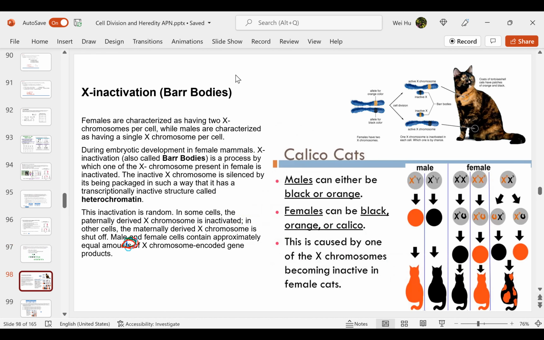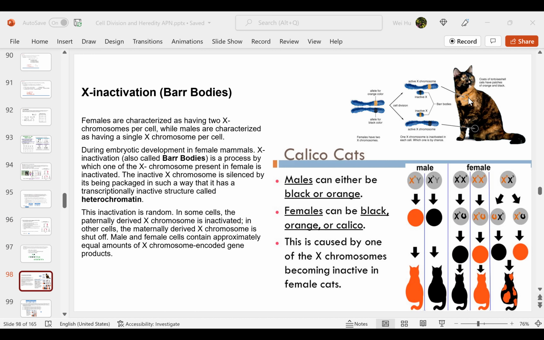Now let's talk about something very interesting. In animals, especially mammals, the female has two X chromosomes and the male has only one X. This happens in the female: if you have two X's, then one of them is not working. It gets turned off. This happens in mammals.